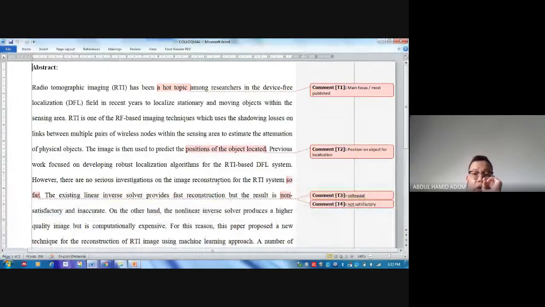Now we're talking about the colloquial terms. You see, this one. Sorry.